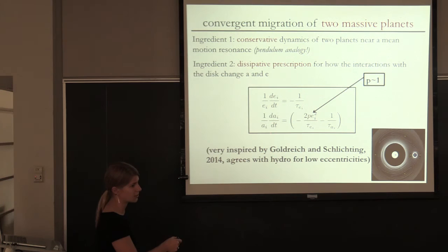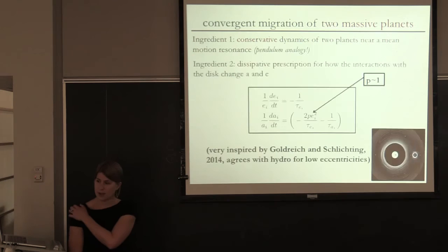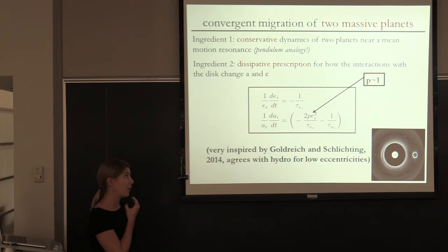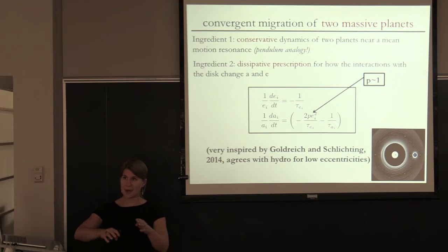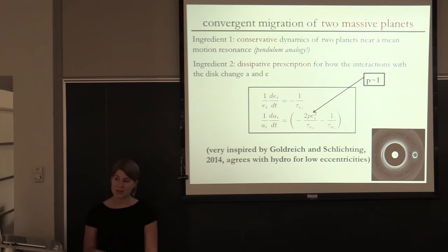Is there an easy way to see why the eccentricity enters squared? So if P equals 1, then these two terms conserve angular momentum. And maybe one way you could think about that is that the spiral arms that the planet excites come in inner and outer pairs, and the torque that they exert is almost equal and opposite.